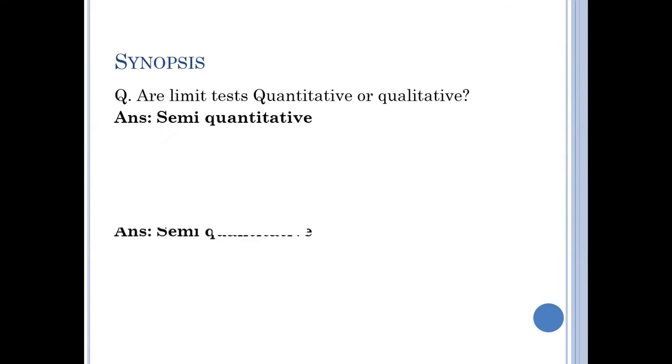So now let us see some of the questions for synopsis. Are limit tests quantitative or qualitative in nature? So as we have discussed, they are semi-quantitative. It is not very appropriate to call them quantitative, because here we cannot determine the exact amount of impurities which are present, but here we determine the level above or below which the impurities are present. And also they are not qualitative because we cannot determine which impurity is present. Thus these are semi-quantitative in nature.